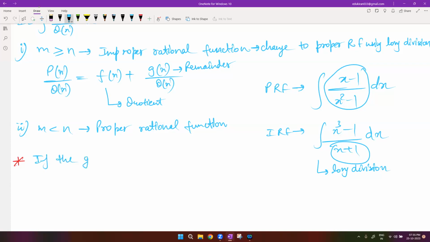If the given rational function becomes proper. Okay. Now, in this case, this fx is a quotient, right? Now we wanted to integrate this. Then if we integrate this, this is a polynomial. Fx is a polynomial, right? So fx will be integrated directly. You will face no difficulty in integrating fx.